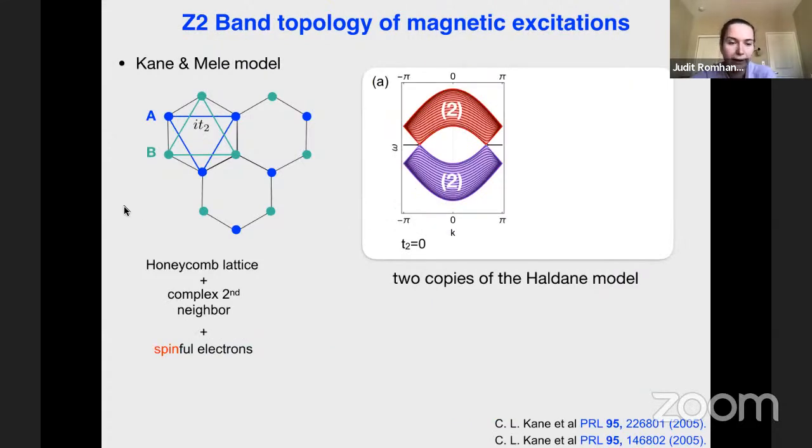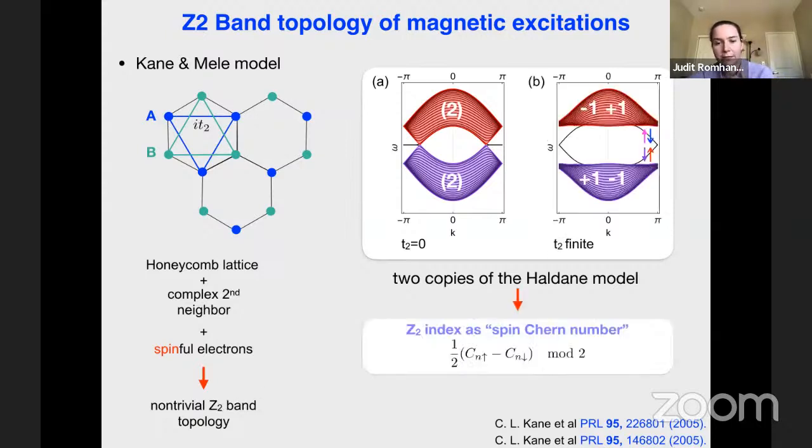Now, if we add spin degrees of freedom to these electrons, then we double the fun, so to speak, and we're going to have 2 copies of the Haldane model. And because the spin up and spin down electrons have opposite Chern numbers, the Chern number is not going to be a good topological index defining these bands, but instead we are going to have a Z2 index, and the Z2 index can be thought of as a spin Chern number, so to speak.